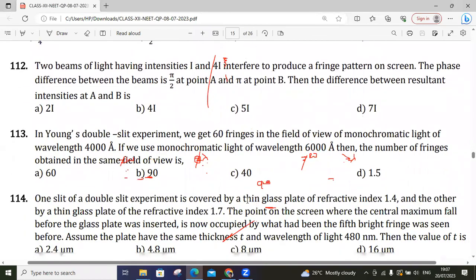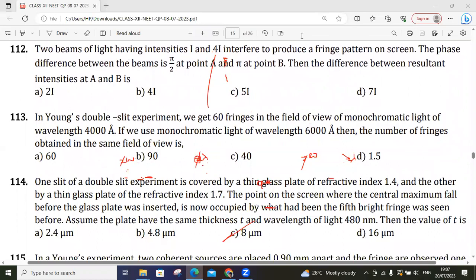Then we have 112. Two beams of light having intensities I and 4I interfere to produce a fringe pattern on a screen. The phase difference between the beams is pi by 2 at point A and pi at point B. Then the difference between the resultant intensities at A and B is what? These are two different intensities.